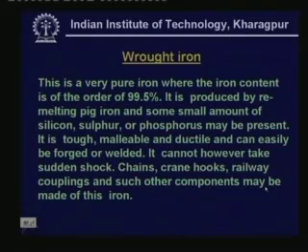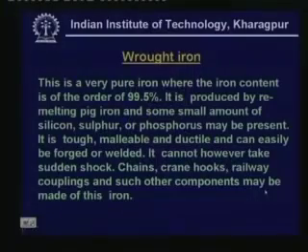Now, after we talk about all the things of the cast iron, we consider another important material, that is called wrought iron. This is a very pure form of iron, where the iron content is of the order of 99.5%. That means it is all iron. It is produced by what? Remelting pig iron, and some small amount of silicon, sulfur or phosphorus are present in this type of iron.